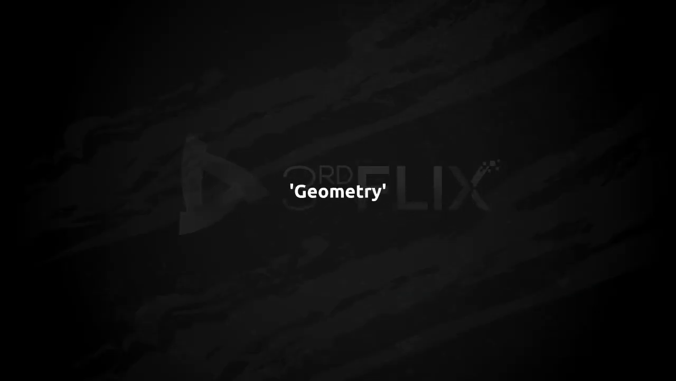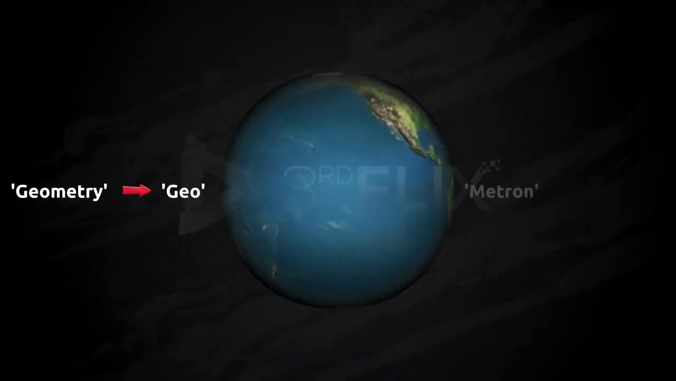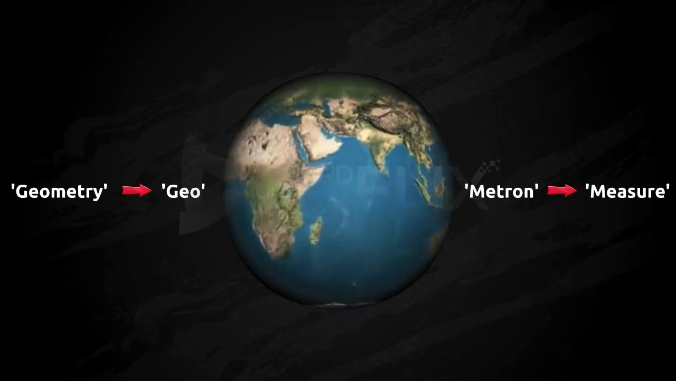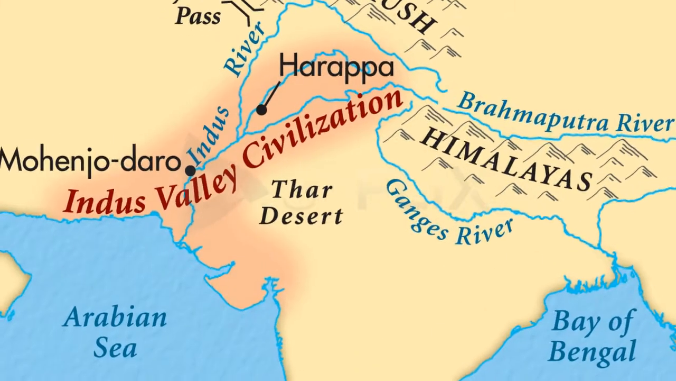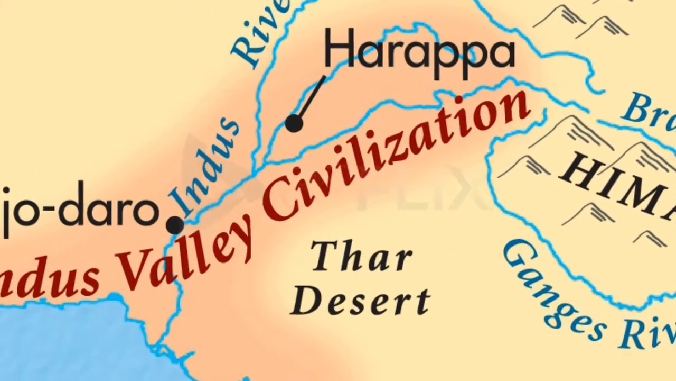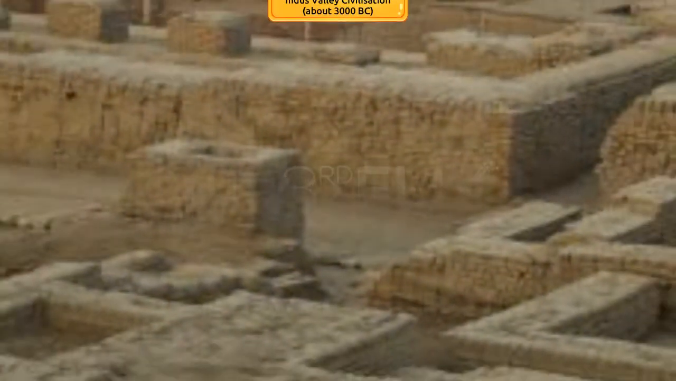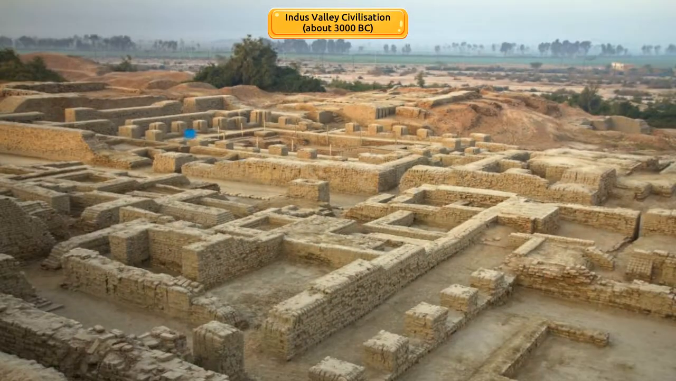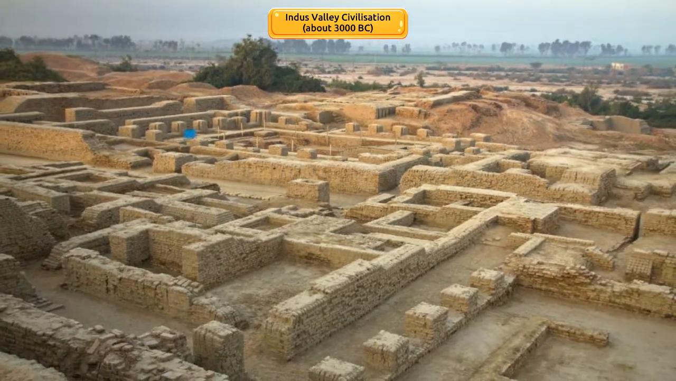The word geometry comes from the Greek words geo, meaning the earth, and metron, meaning to measure. Geometry appears to have originated from the need for measuring land. In the Indian subcontinent, the excavations at Harappa and Mohenjo-daro show that the Indus Valley civilization about 3000 BC made extensive use of geometry.